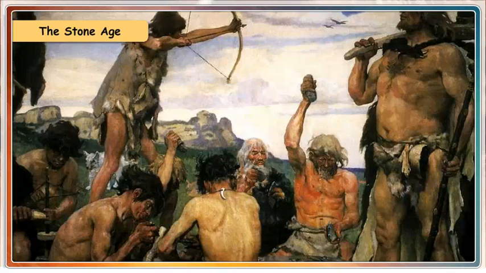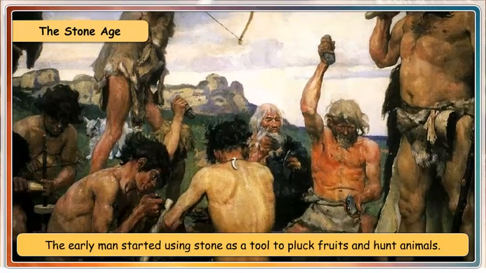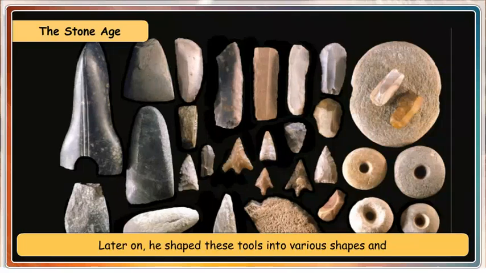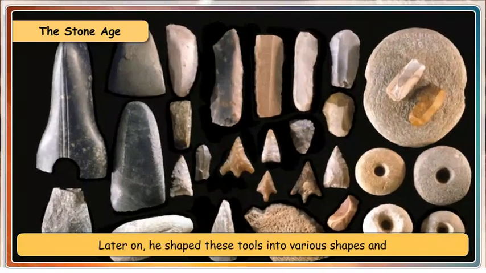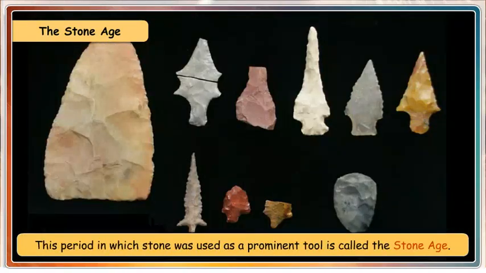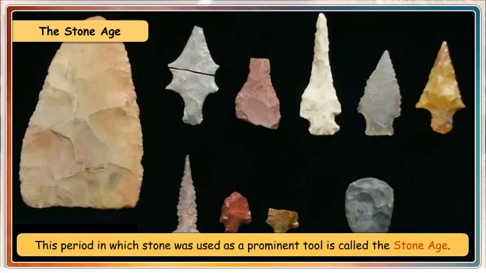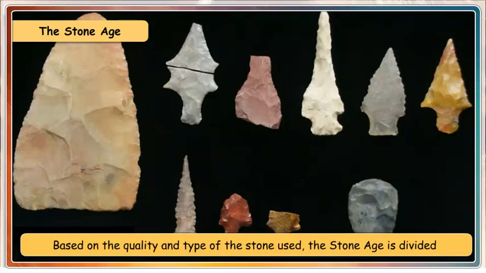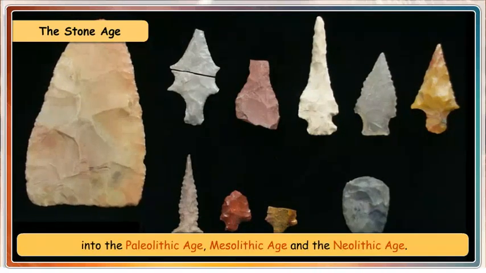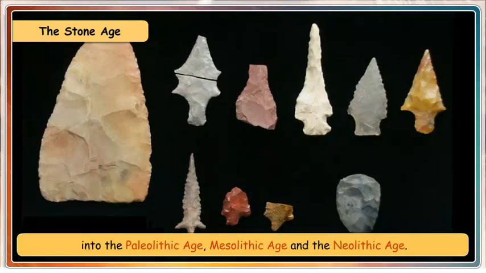The Stone Age. The early man started using stone as a tool to pluck fruits and hunt animals. Later on, he shaped these tools into various shapes and used them for different purposes. This period in which stone was used as a prominent tool is called the Stone Age. Based on the quality and type of the stone used, the Stone Age is divided into the Paleolithic Age, Mesolithic Age, and the Neolithic Age.